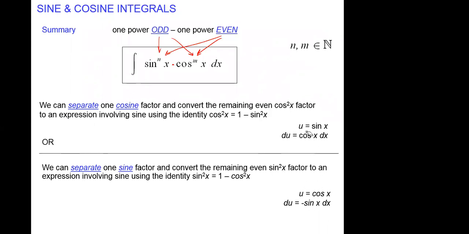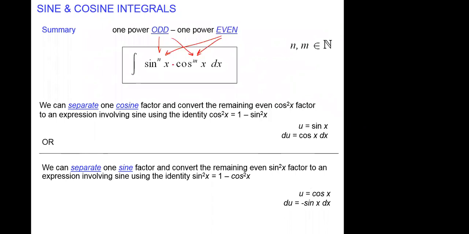So we don't really have to memorize this. Just looking at the problem, you will know if you will let U to be sine of x, or if you will let U to be cosine of x.